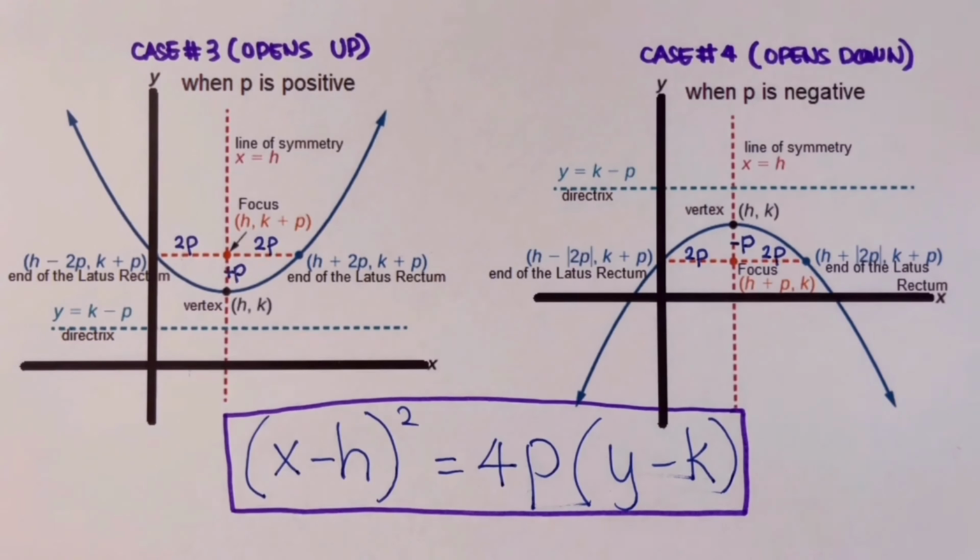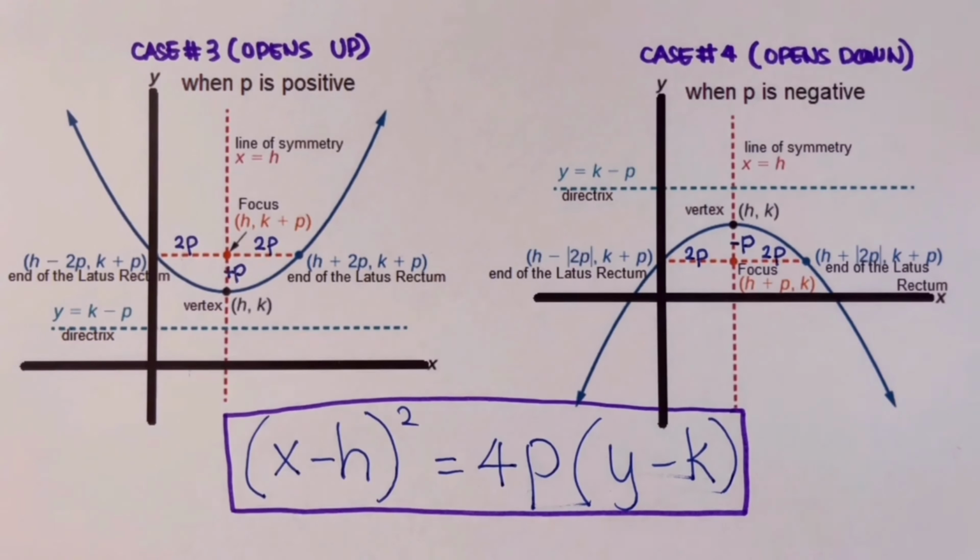Now we remember that the length of the latus rectum is 4p, so I can go ahead and write that length of the latus rectum. That means the length from one end of the latus rectum to the other end. You can just count it, but the formula to determine that is 4p. So I'm going to write 4p here. Since p is 1, 4 times 1 is 4. So the length of the latus rectum is 4.